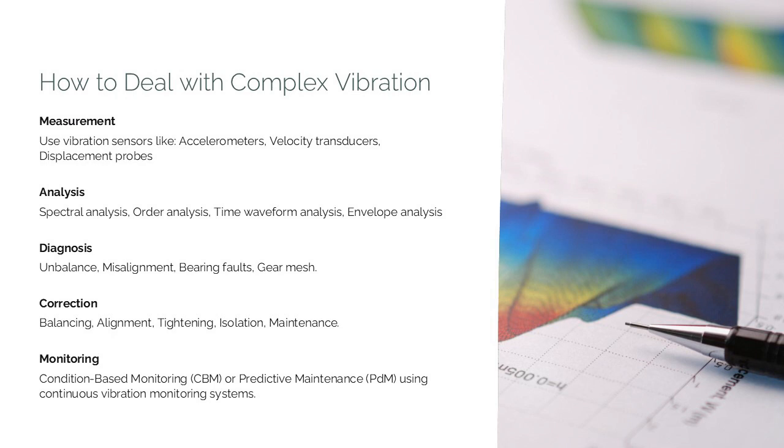Number 4, correction. Balancing: add or remove mass to correct unbalance. Alignment: use laser alignment tools. Tightening: secure loose components. Isolation: use vibration isolators or dampers. Maintenance: replace worn bearings, gears, or blades. Number 5, monitoring. Implement condition-based monitoring, CBM, or predictive maintenance, PDM, using continuous vibration monitoring systems.